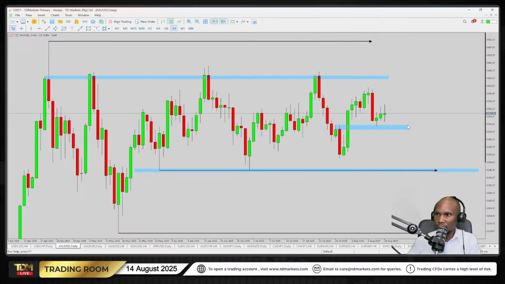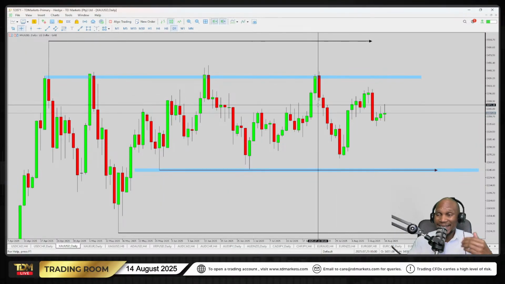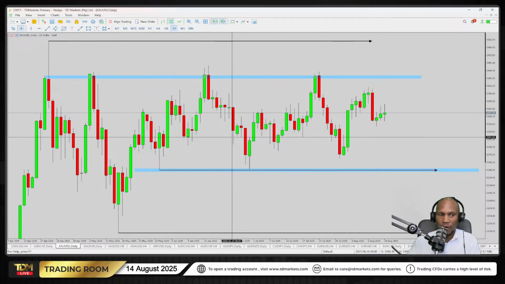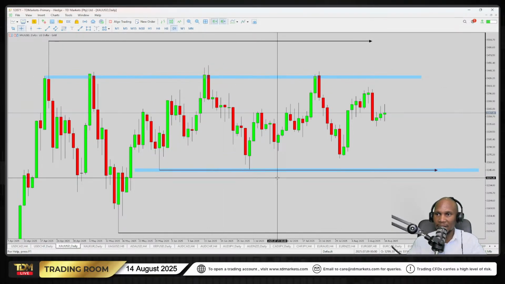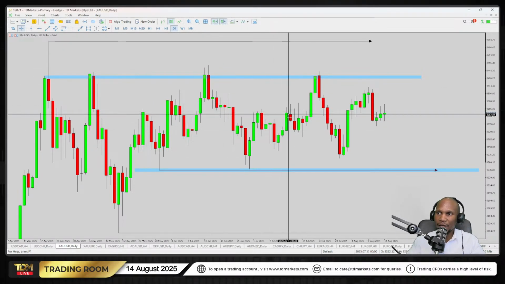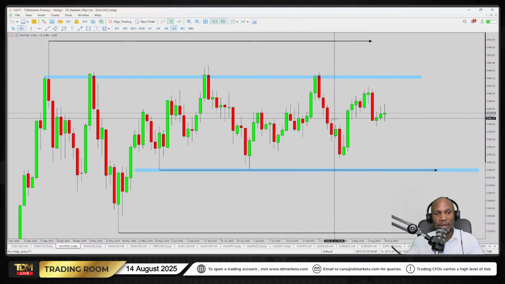Now, in such price action, whenever you come across something like this, the only way you're going to see price moving consistently either to the upside or to the downside is if it breaks out of this range. Because as it is right now, you might see it repeating the previous behavior of bouncing on the resistance and the support, or you might even get unpredictable movements.